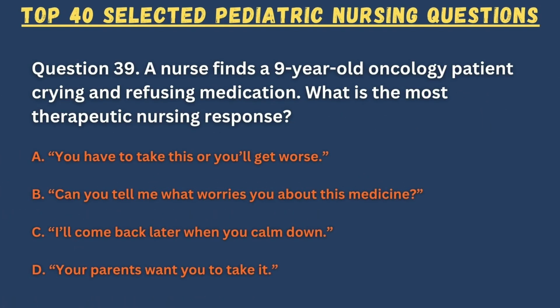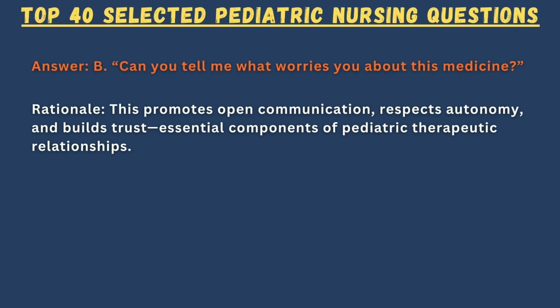Question 39. A nurse finds a 9-year-old oncology patient crying and refusing medication. What is the most therapeutic nursing response? A. You have to take this or you'll get worse. B. Can you tell me what worries you about this medicine? C. I'll come back later when you calm down. D. Your parents want you to take it. Answer: B. Can you tell me what worries you about this medicine?